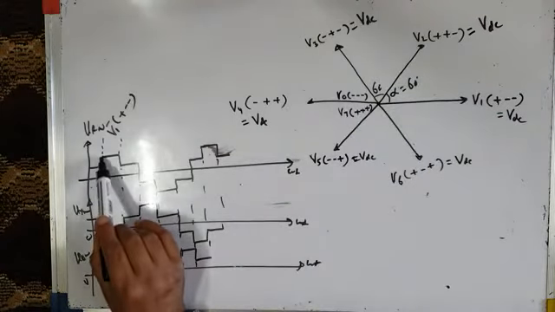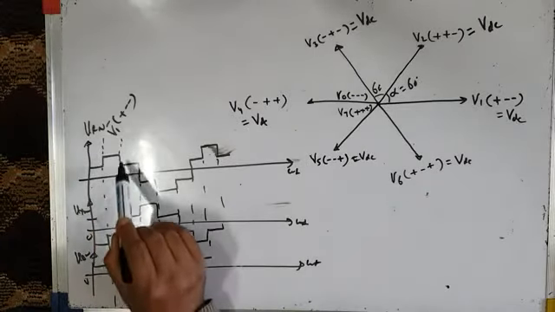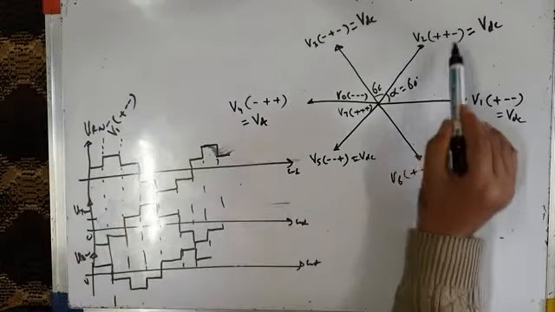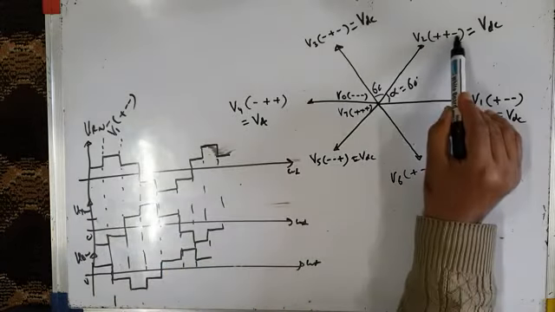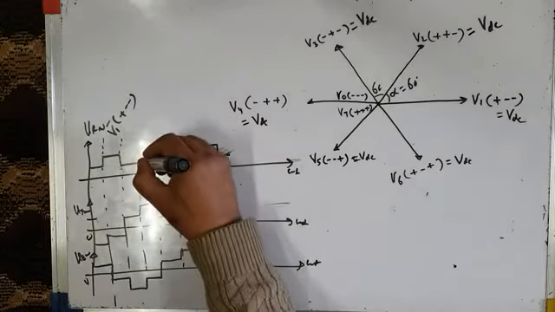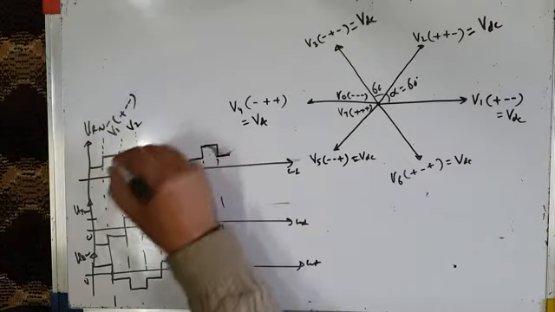So that means for 60 degrees, it will retain this voltage, and after 60 degrees, VRN is positive. So it is positive 1 by 3 VDC. VYN is also positive 1 by 3 VDC. But VBN is maximum negative. You can see VBN is maximum negative. It is minus 2 by 3 VDC. Okay. So it applies this voltage vector after 60 degrees.